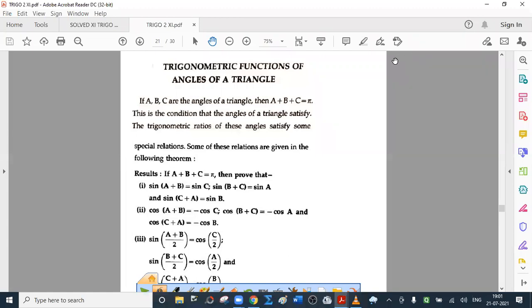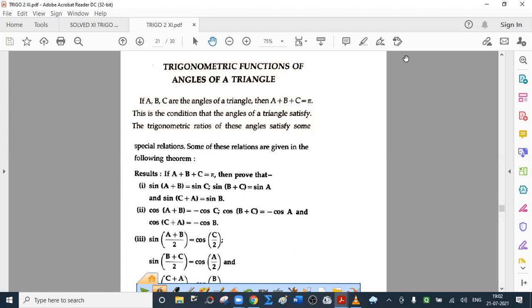Now next part is trigonometric functions of angles of a triangle. If A, B, C are the angles of a triangle, then A plus B plus C is 180 degree, that is pi. This is the condition that the angles of a triangle satisfy. The trigonometric ratios of these angles satisfy some special relations. Some of these relations are given in the following theorem. I don't think you have to remember all this, because if required you can easily obtain this.